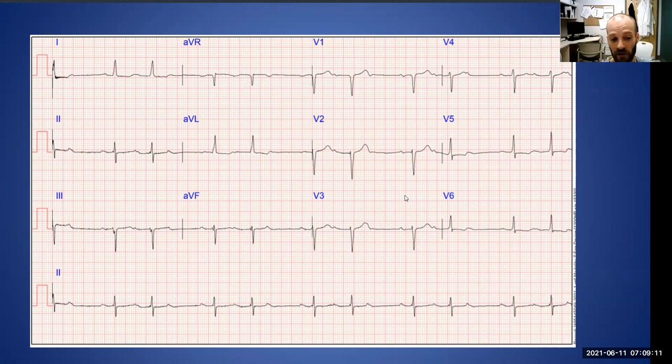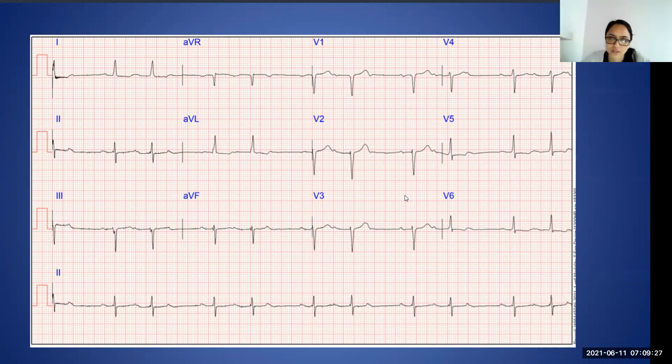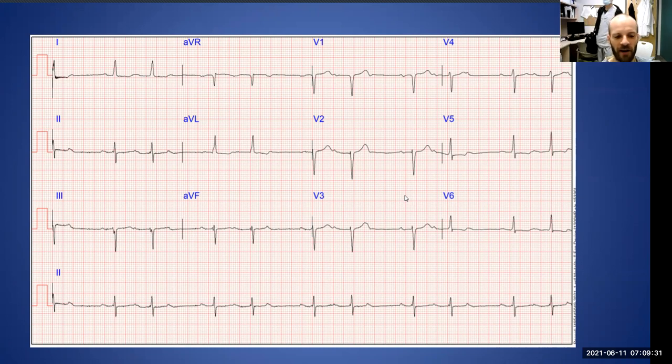You've done really well. You're absolutely right. It's prolonged. That's great. But did anyone else notice anything else about the PR interval in this one? Is the PR interval the same for every cycle? It varies in each lead. If you check the PR interval, it varies. Yeah, so the PR interval is varying.